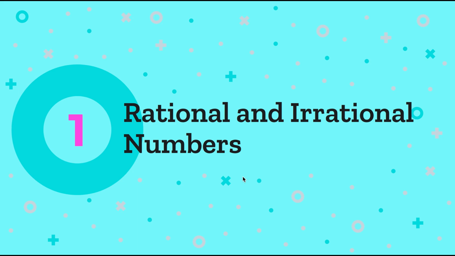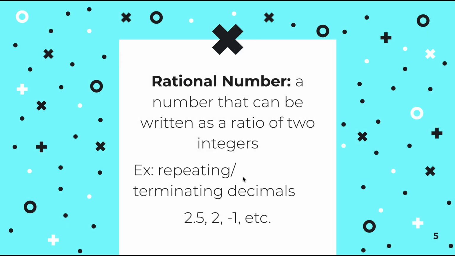First, we'll be talking about rational and irrational numbers. A rational number is a number that can be written as a ratio of two integers. For example, a repeating and terminating decimal would qualify as a rational number. For example, 2.5, 2, -1, etc.